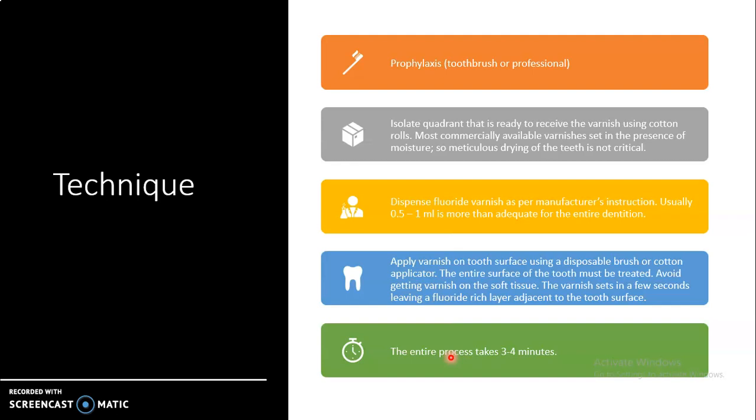And after that, the fluoride is dispensed as per the manufacturer's instructions, and it depends on the various types of fluoride varnish that is used. With the applicator tip, it is painted onto the tooth structure, and it takes a few seconds to set and leaves a fluoride rich layer on the tooth surface. Overall, the procedure takes around 3 to 4 minutes.